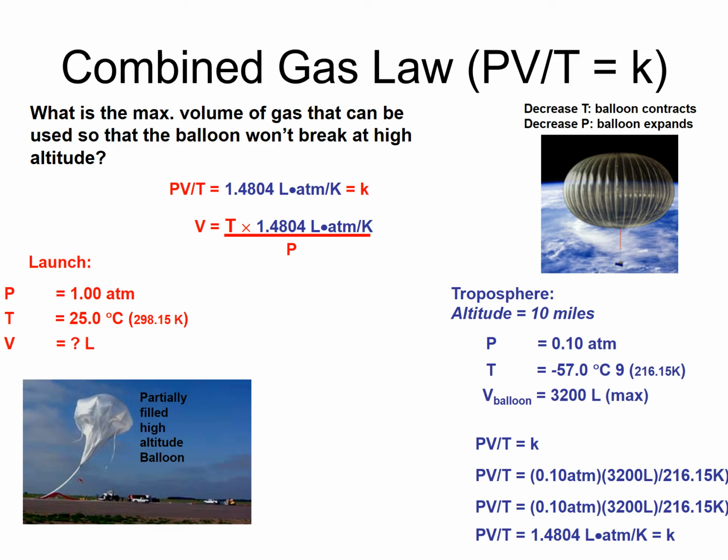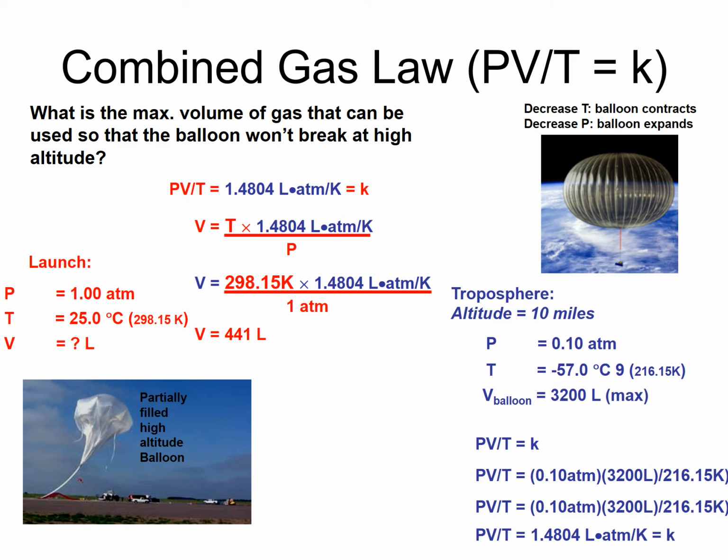These are exactly the variables that I have information for at launch, the temperature and the pressure, and I can substitute 298.15 for T and 1 atmosphere for pressure. These are initial values, and I can solve for the volume, and the volume will be 441 liters.